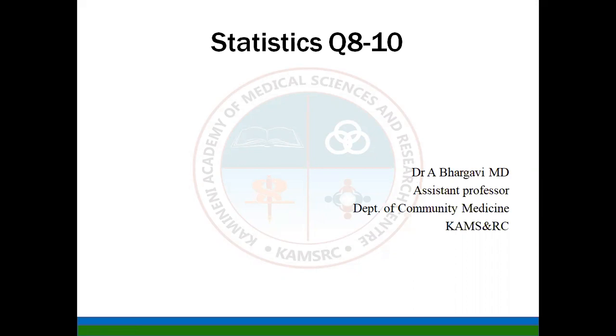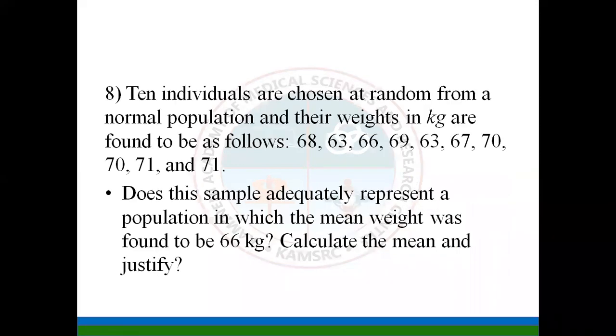Question number 8 to 10. So, question 8: 10 individuals are chosen at random from a normal population and their weights in kgs are found to be as follows. They have given the data of 10 individuals, the weight. The values are 68, 63, 66, 69, 63, 67, 70, 70, 71, and 71.